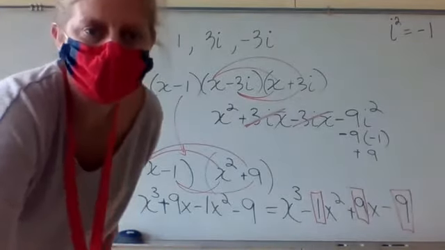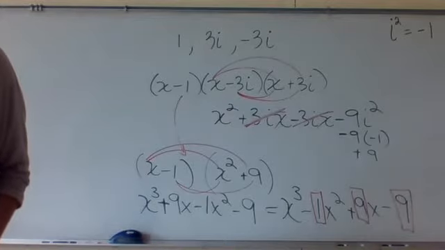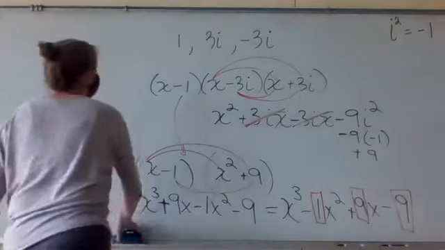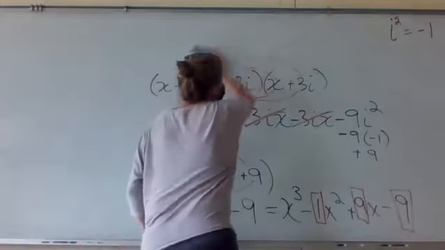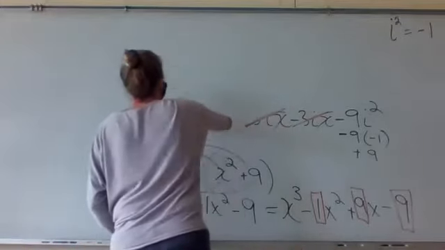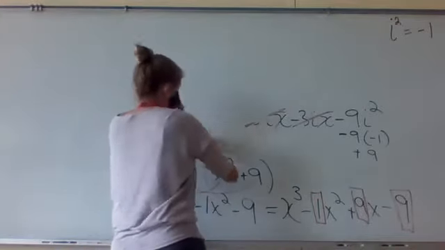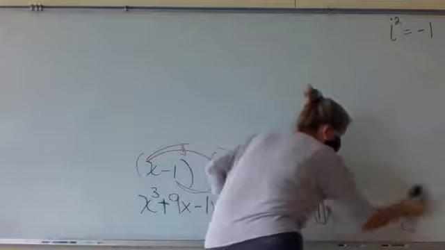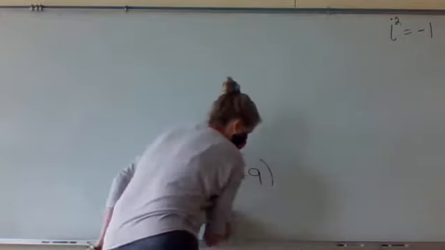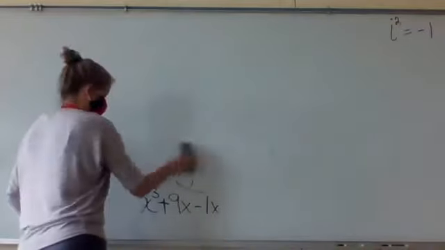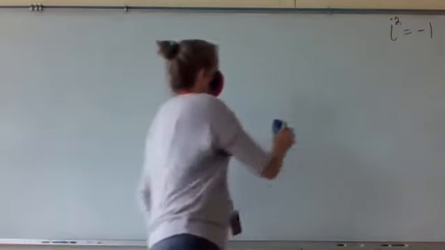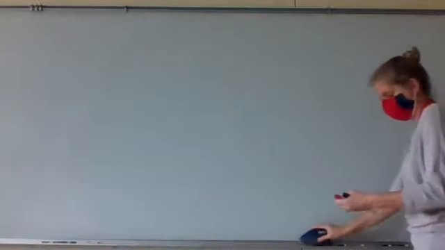All right, number 3. Find the polynomial function of lowest degree with the zeros square root of 7, negative square root of 7, and 5.